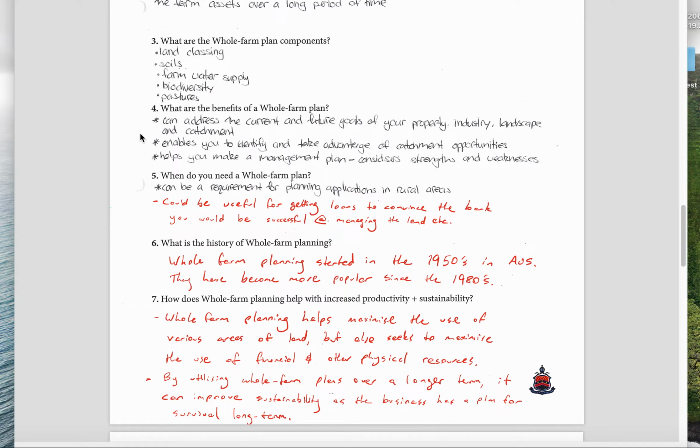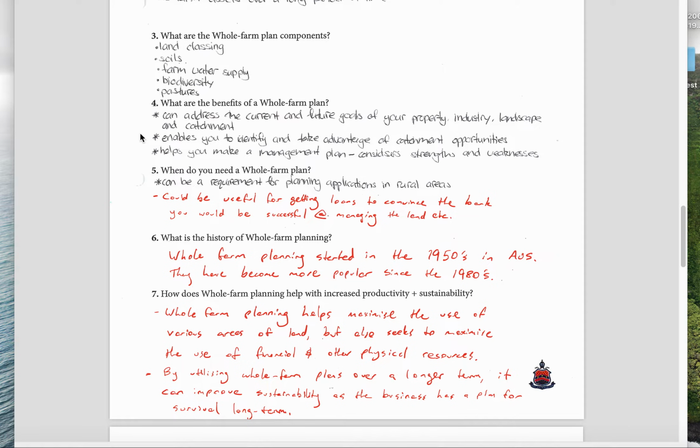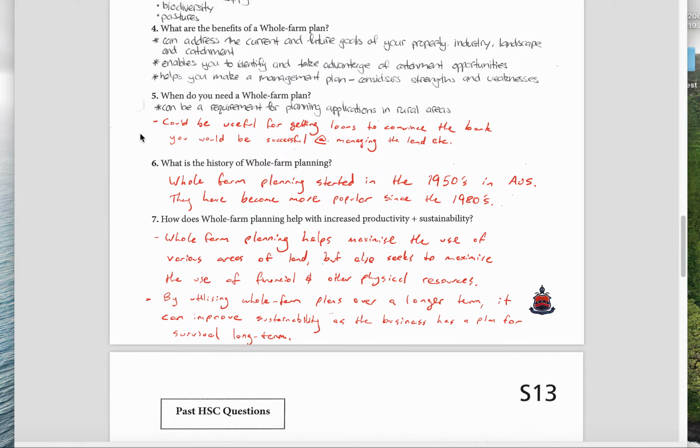therefore over time that might mean changing the location of fences. It might mean changing the way you do things or the way you place things over time to improve the sustainability and profitability of those areas. Remember, you're going to use land capability classing as part of your whole farm plan.